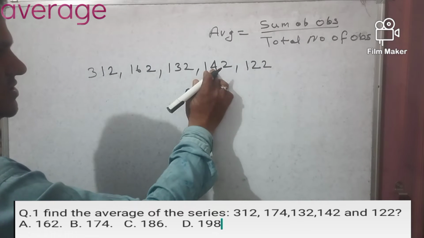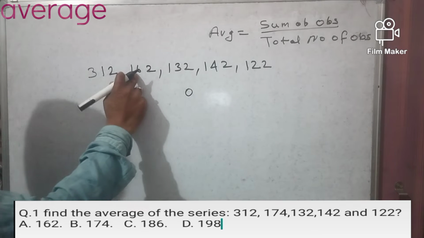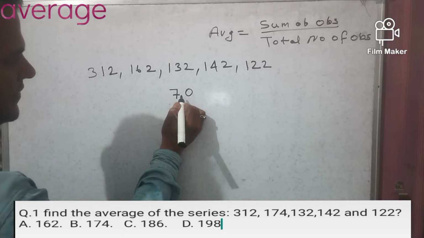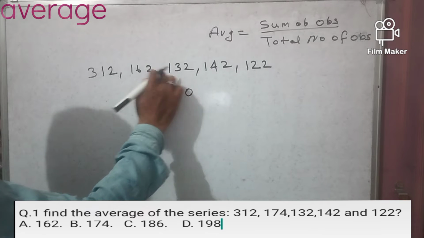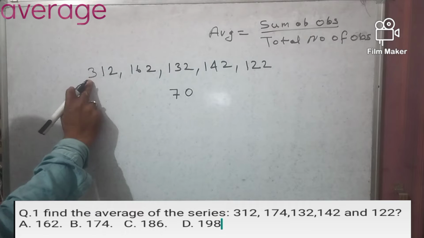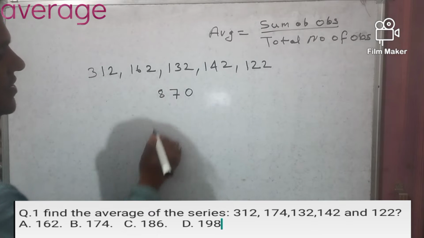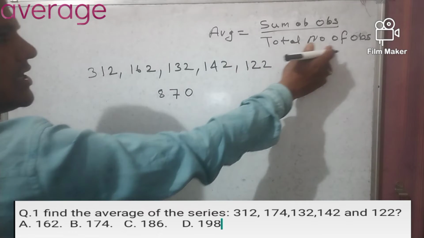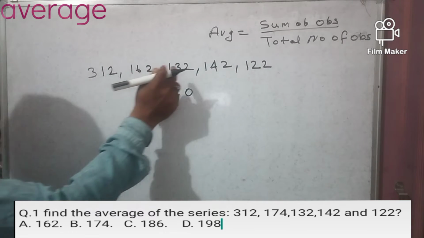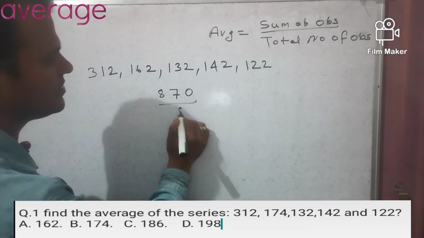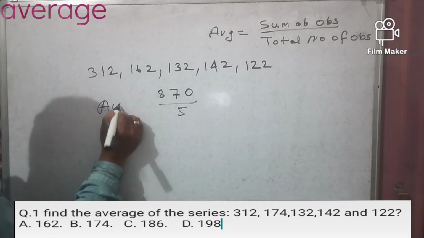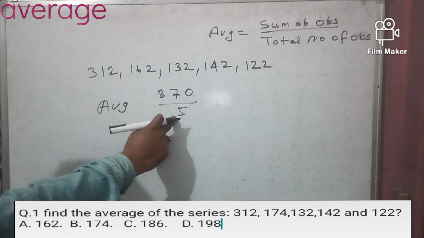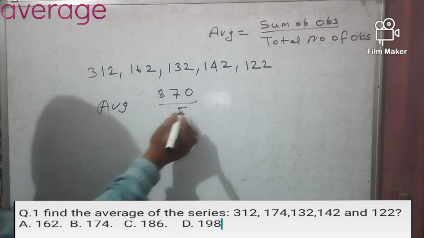0, 6, 6, 3, 9, 9, 6, 15, 15 ones 16 and 1 carry 1, 17. Then 1, 2, 3, 4, 4 plus 3 is 7 and 1 carry 8. So the sum of observations is 870. Total number of observations: 1, 2, 3, 4, 5. So divide by 5. Average is equal to the sum of observations divided by the total number of observations.